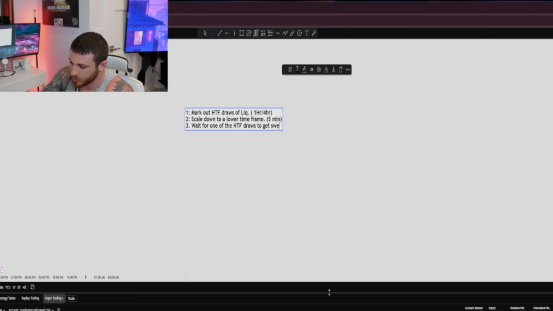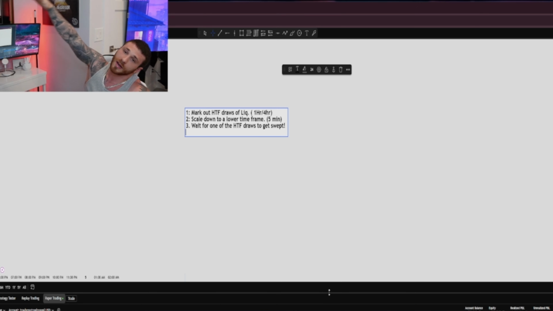To get swept. All right, we're on the 5-minute time frame, right? What are we looking for? We're waiting for a high time frame draw on liquidity to get swept, right? We're looking for a 4-hour high. Market opens up. We're coming towards that 4-hour high, right?